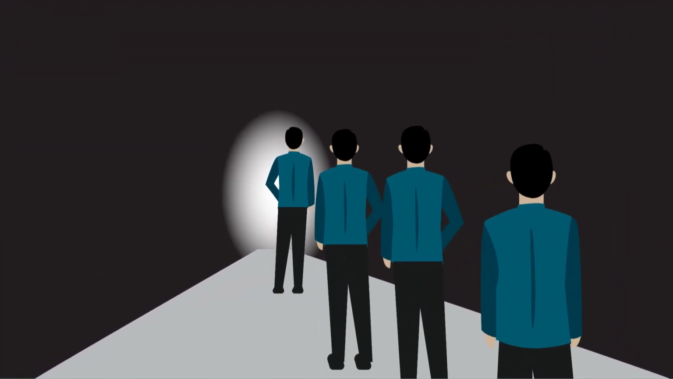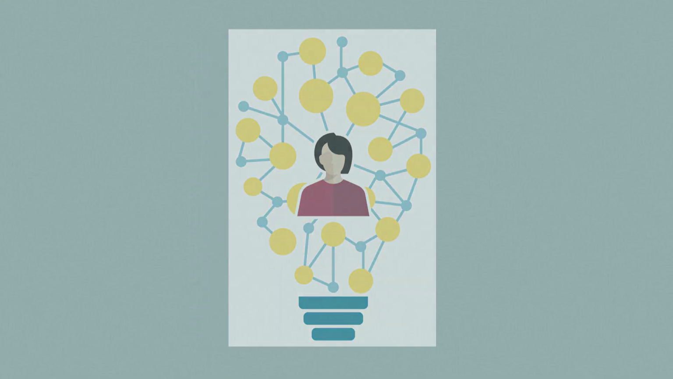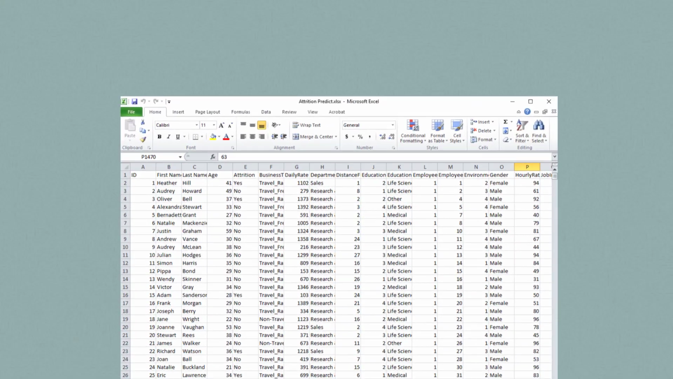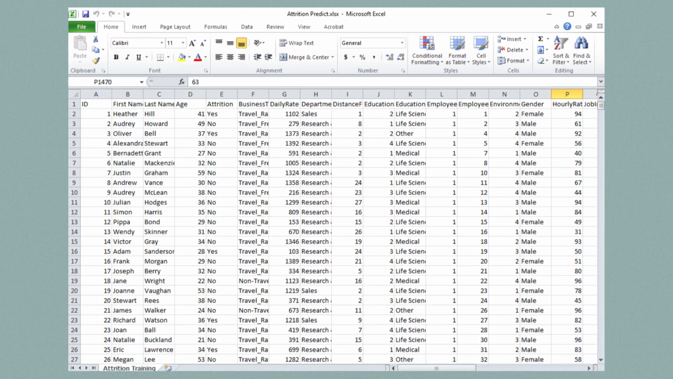Suppose your organization is experiencing employee attrition and you need to know why. Oracle Analytics can help you find the answers. First, your operations team initiates data collaboration from Taleo to create a dataset. The dataset includes current and past employee details such as salary, education level, and job satisfaction.